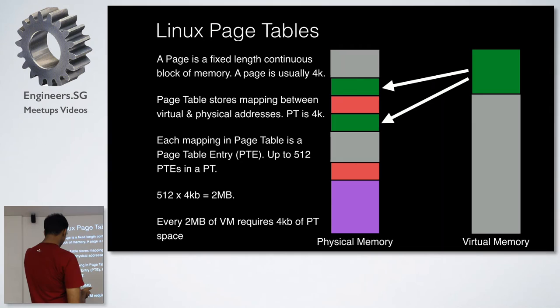So every 2 megabytes of virtual memory requires a 4 kilobyte page table, because each page is 4 KB and 4 × 512 is 2 megabytes. Every 2 megabytes of virtual memory requires a 4 KB page table to be written into physical RAM, which is controlled by the OS, which we don't have control over.